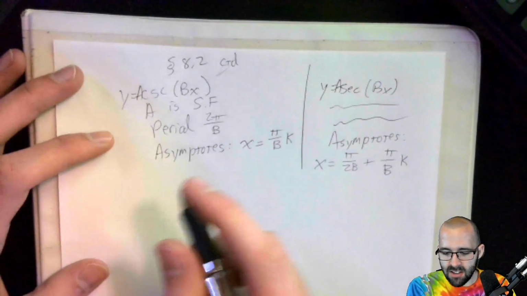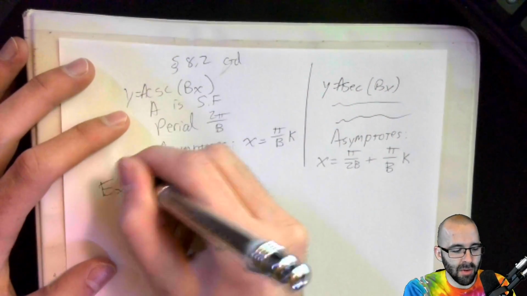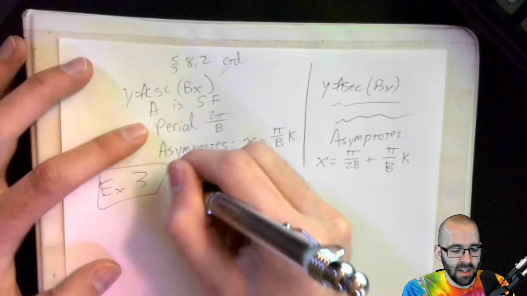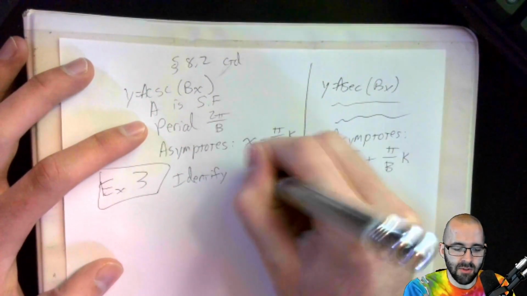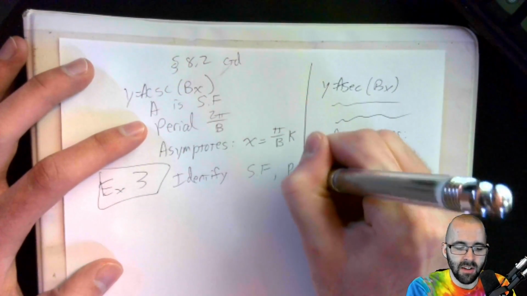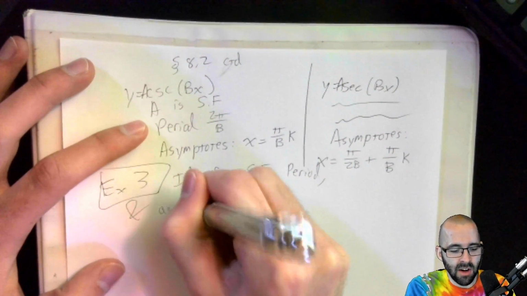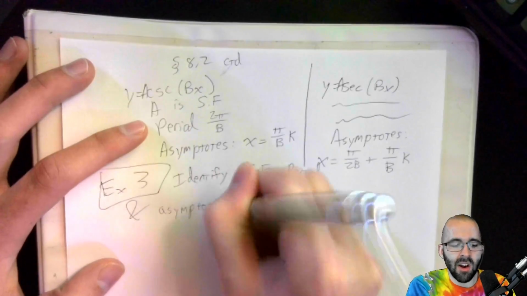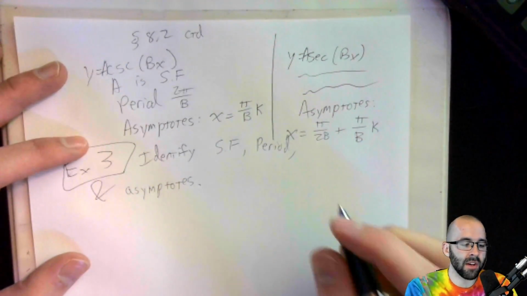So let's continue. I don't remember what example number we were on. Let's call it example 3. Same as example 2: identify the stretching factor, period, and the asymptotes. And again, you don't have to graph these by hand on your homework. You can use a graphing calculator or Desmos, like I'm using Desmos right now.